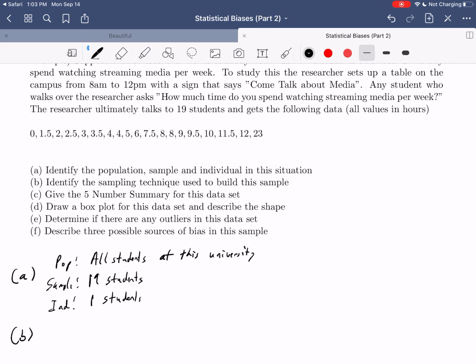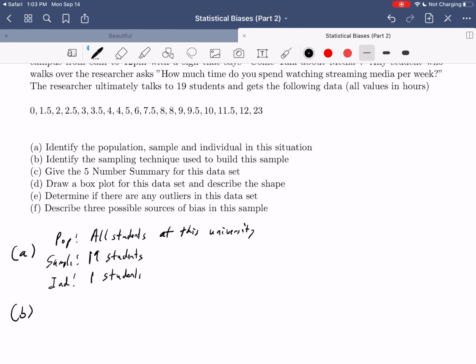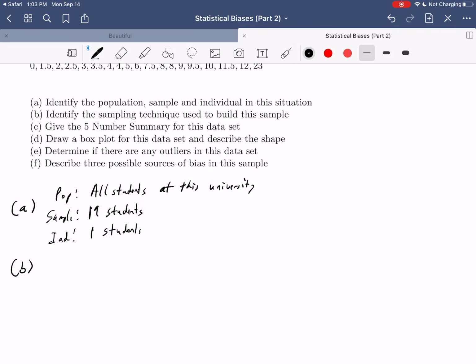Let's go ahead and take a look at the sampling technique. What did they do? They set up a table with a sign, and any student who walks over, they ask this question. Notice that this wasn't done randomly, and there wasn't really a system. They're not choosing every 10th person or every 20th person or something like that. So what that means is that this is a convenience sample. They just asked anybody who was willing to come over and talk to them.